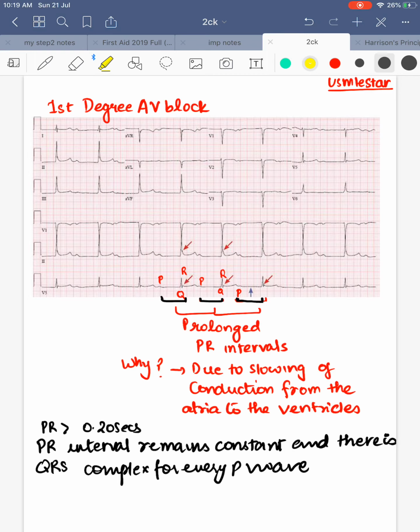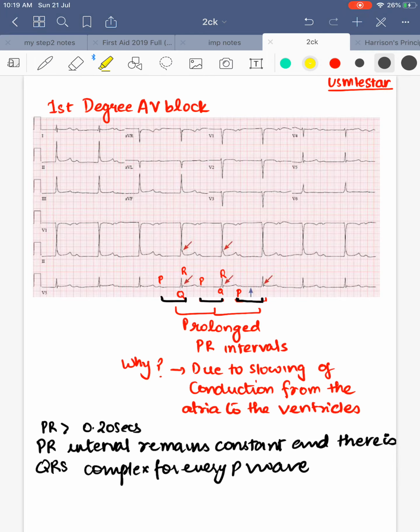So for example, if you are given any type of ECG in the exam, you have to see the PR interval, PP interval, the type of QRS, the RR intervals. Your mindset should be such that you catch the main point at the first glimpse of the ECG itself without wasting any further time. So the first type of heart block is first degree AV block.